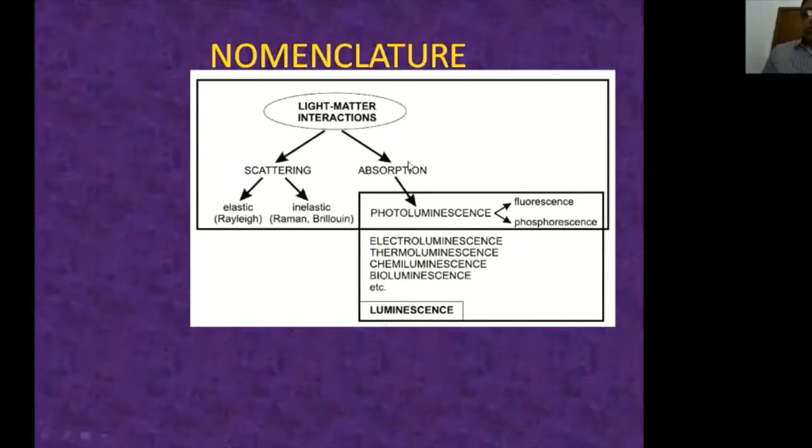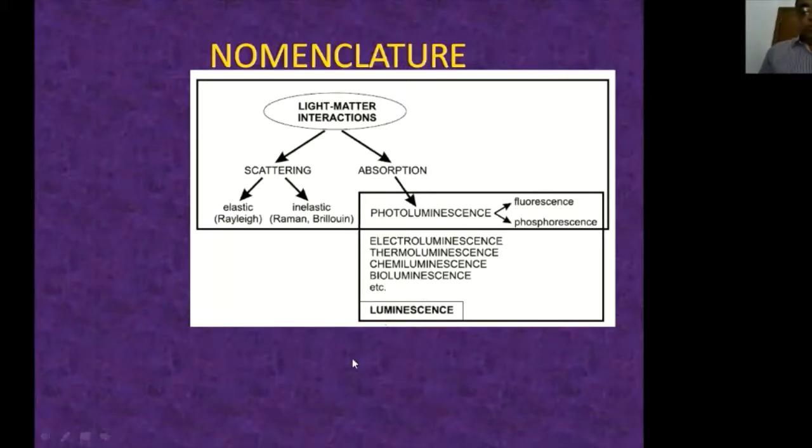So when you have absorption of light and light is emitted by the sample, it is called photoluminescence. The photoluminescence can be fluorescence or phosphorescence. And you also have the other luminescence: electroluminescence, thermoluminescence, chemiluminescence, bioluminescence, and so on. Overall, it is called luminescence. The common nomenclature is luminescence.